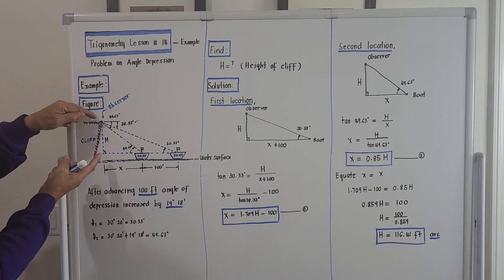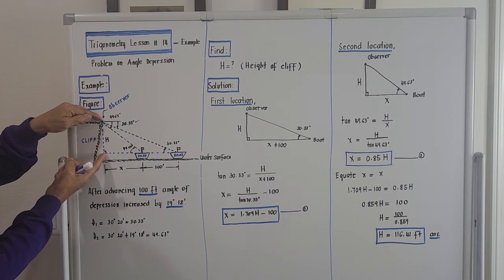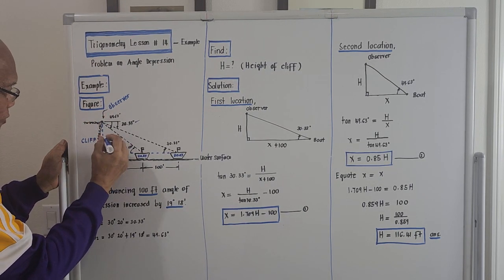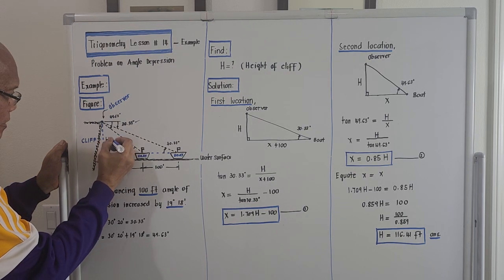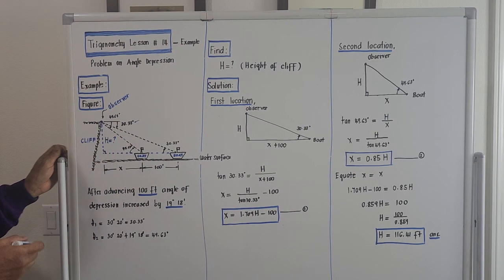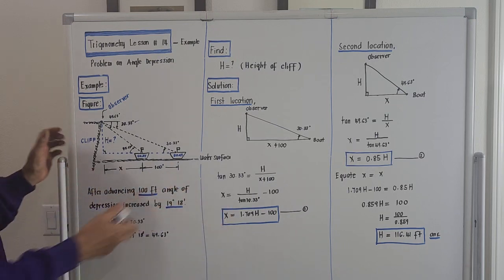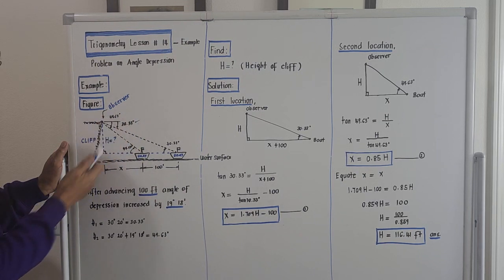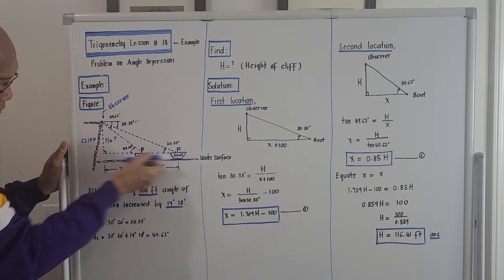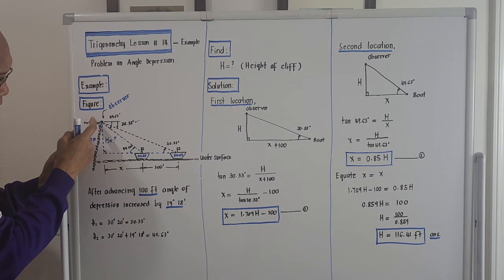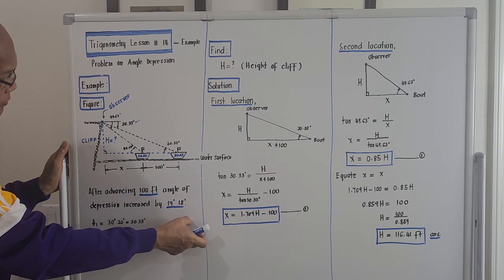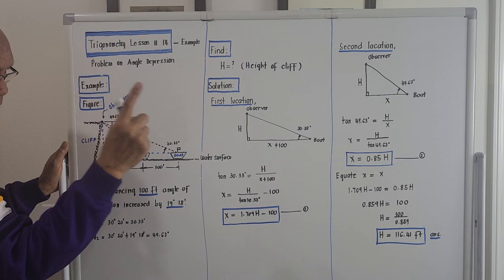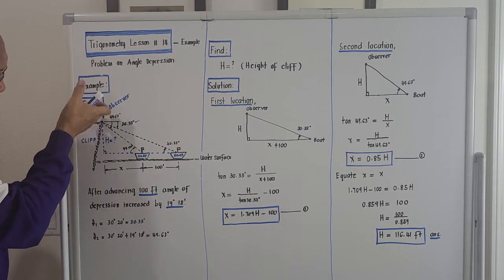This is the height of the cliff. The problem is asking what will be the height of the cliff, capital letter H equal to. That's the summary of the problem. An approaching boat, initially the angle of depression is 30.33 degrees. After advancing 100 feet, the resulting angle of depression increased by 19 degrees 18 minutes. It now becomes 49.63 degrees.